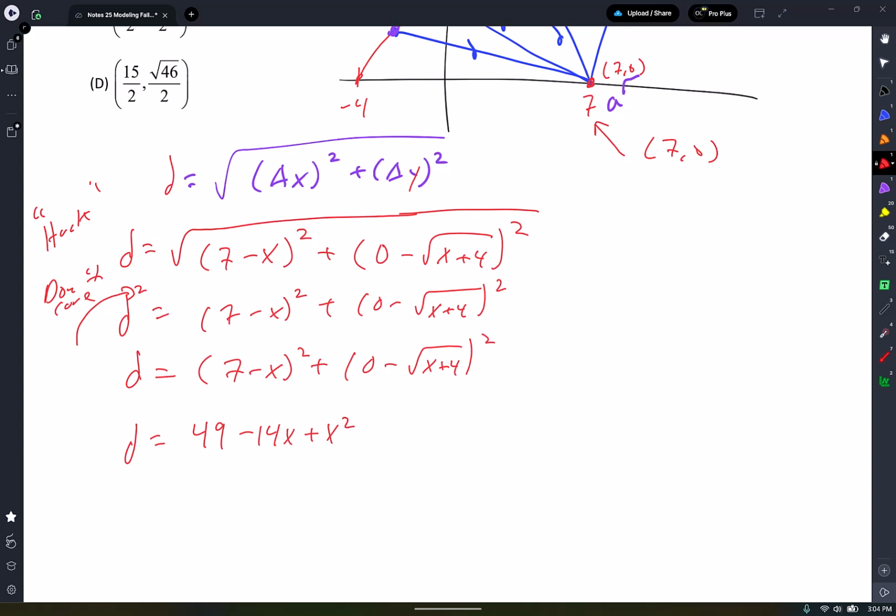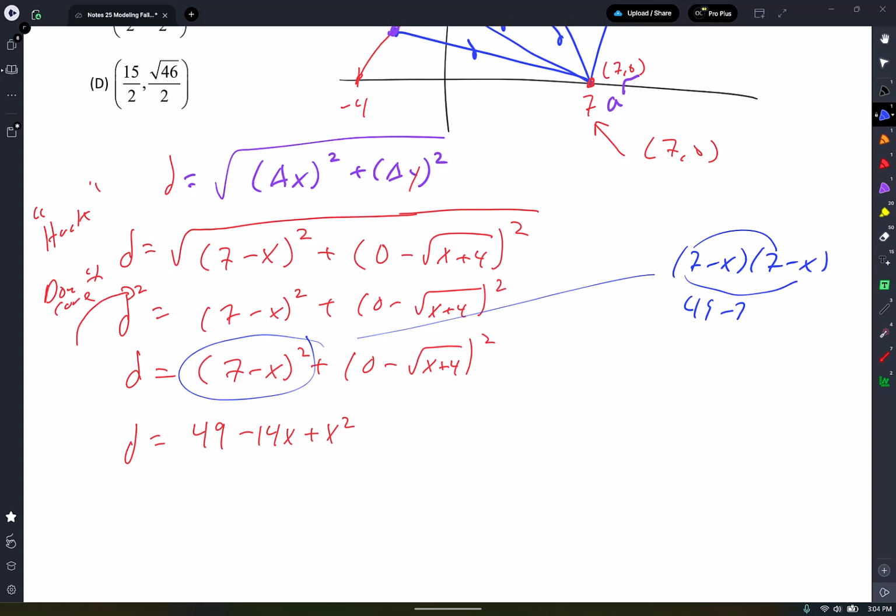There you go. And I'll put what I'm doing here on the side. What we just did is this: 7 minus x times 7 minus x. See? 7 times 7, 49. 7 times x, minus 7x. x times negative 7, minus 7x. Negative x times negative x, plus x squared. So you guys can see what's happening.